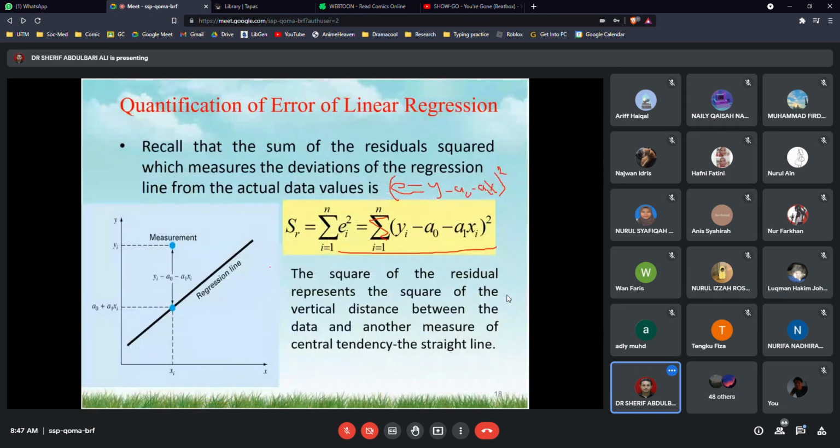Okay. So if this is your regression line that you draw, and this is the model, the error is actually the distance between the measured data and the model. So this is considered the error. Here we square it. We call this SR, the sum of the square of the residual. So the square of the residual represents the square of the vertical distance between the data and the model. So this is what we call SR. This is how we are going to quantify the error.